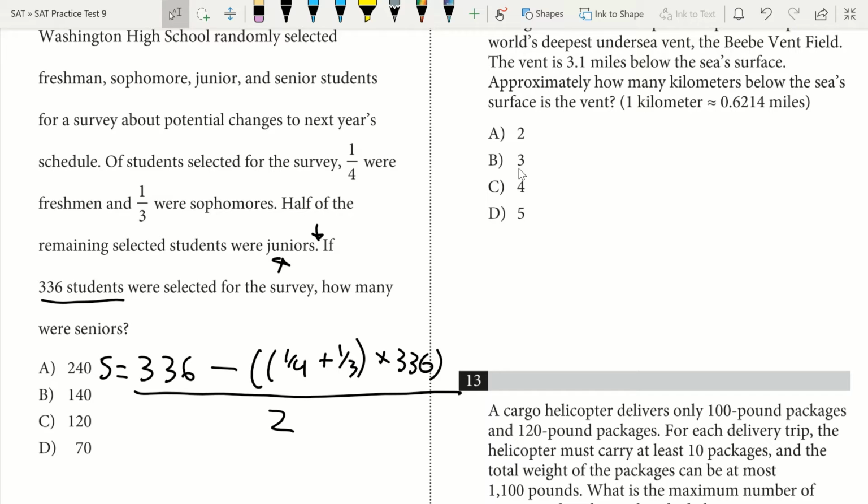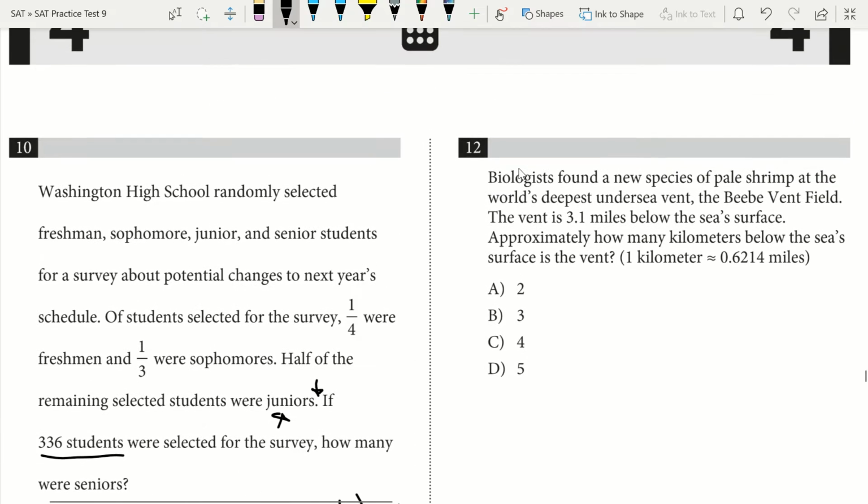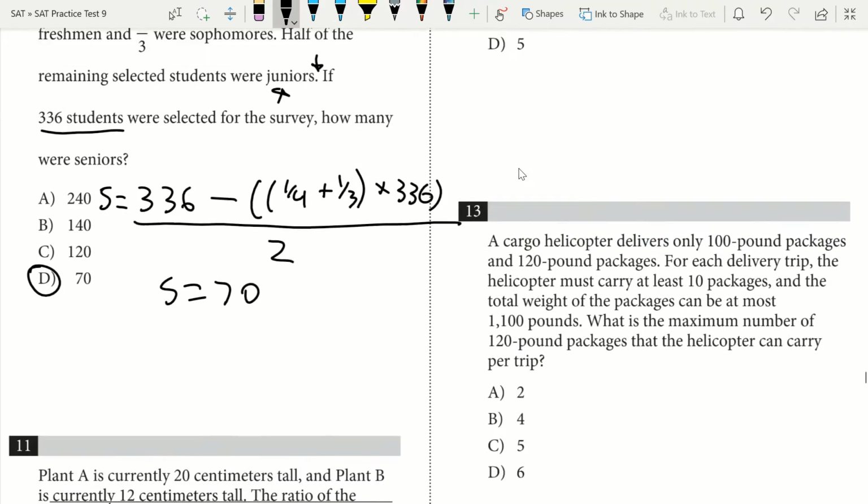So we've got 336 minus 1/4 plus 1/3 times 336. All right, and then I'm going to go ahead and divide that by 2. 336 minus 196. All right, there we go, 70. So S will equal 70. When I plug all that in my calculator, I'm going to get D. All right, moving on, we've got question 11.